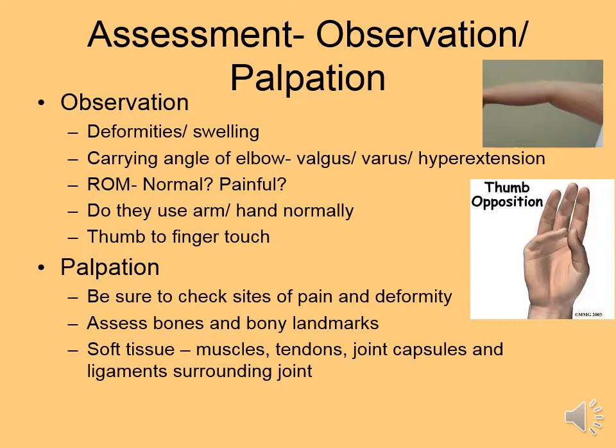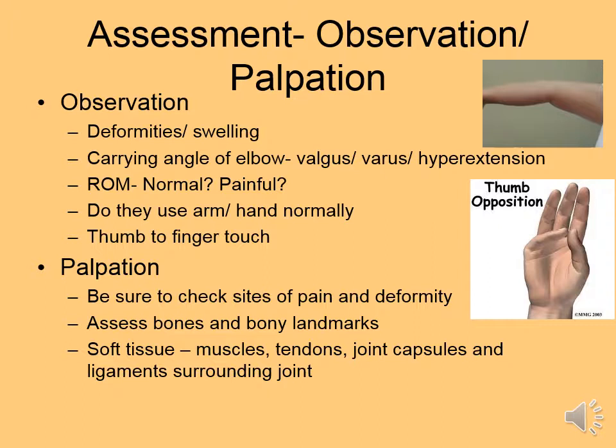We want to check their range of motion. So check, are they able to bend their elbow all the way? Are they able to straighten it all the way? Are they able to supinate and pronate all the way? If it's a wrist injury, can they flex and extend, do ulnar deviation, radial deviation? Check the finger range of motion. We just look for anything that's painful or abnormal.